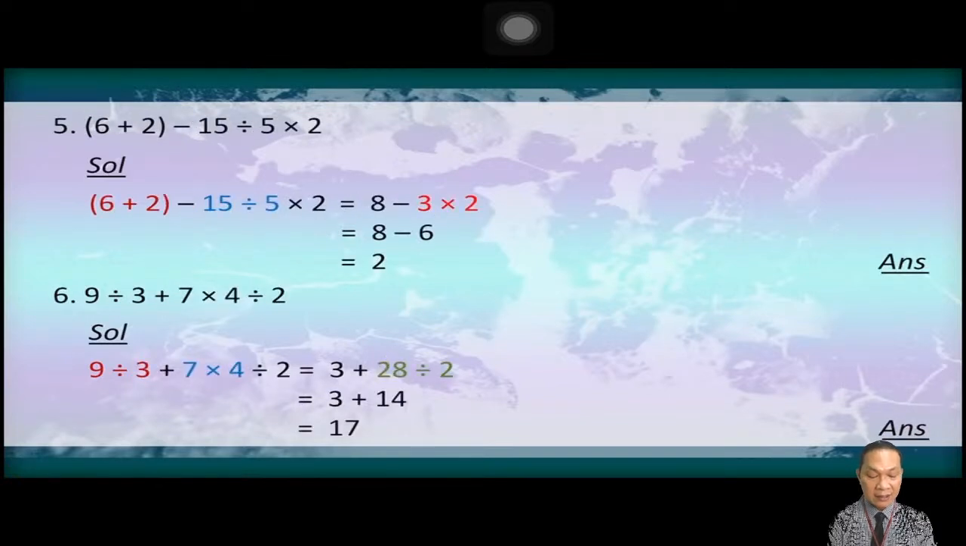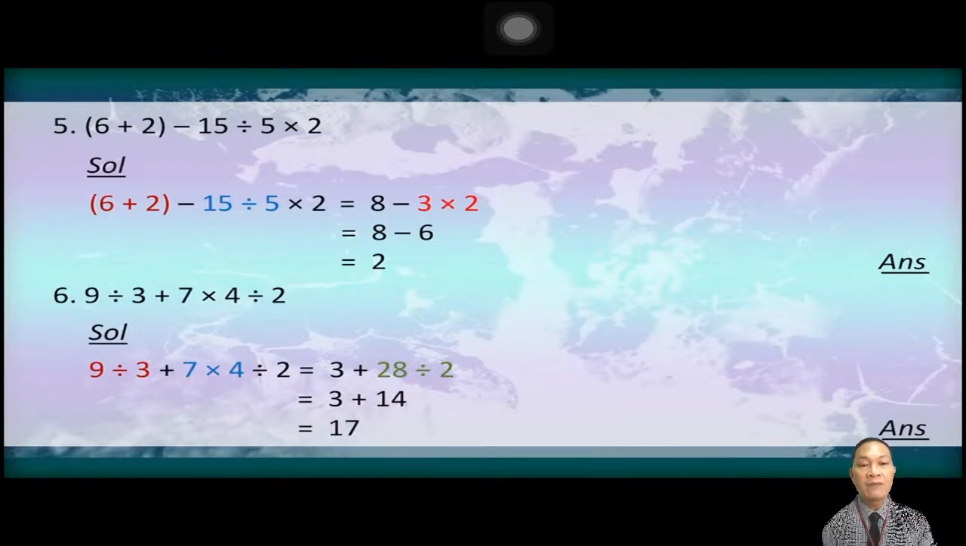Okay, next. Number 5, example. The quantity of 6 plus 2 minus 15 divided by 5 times 2. What is the result for this? So first, simplify the integers inside the parentheses. 6 plus 2 is 8. After that, you have to divide 15 and 5 first. 15 divided by 5 is 3. So the new mathematical sentence is 8 minus 3 times 2.